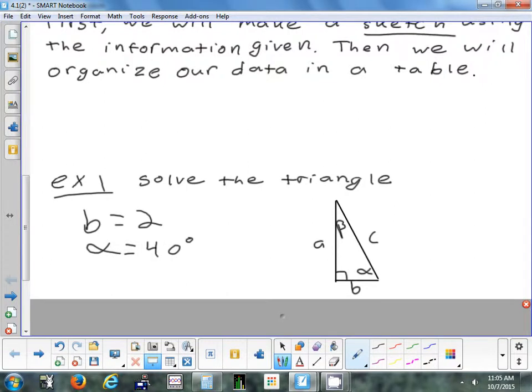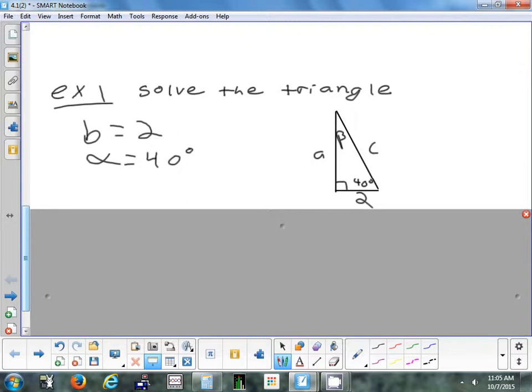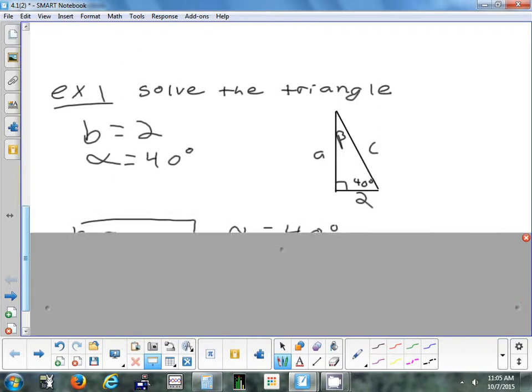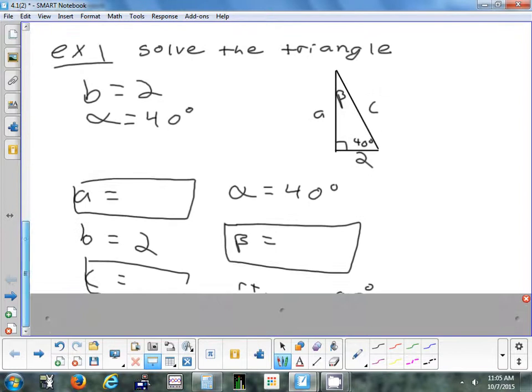All right, now let's fill in what we know. Okay, B is 2, and then alpha is 40. Also, we're going to do all of these problems in degrees. We're not going to use radians. There's no reason you couldn't do this all in radians, but we're just going to stick with degrees. Okay, so here's our table.